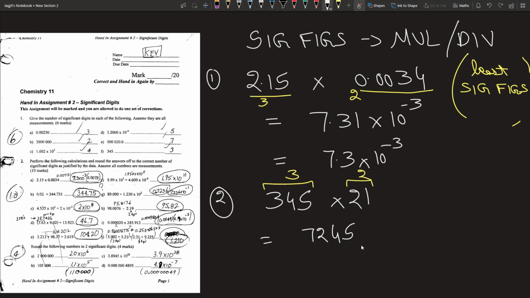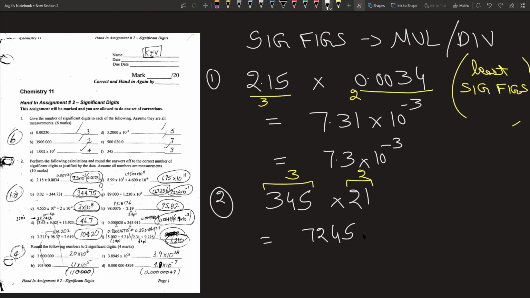Now, oftentimes people get confused. They say, how do I write this with 2 sig figs? You can't just make it 72, because this is 7,245. That's not equal to 72. That's way off. If you want only 2 sig figs, it should be 7200. Now this is difficult to envision, difficult to think about. So what I do is, anytime I get a large number or a small decimal, I convert it to scientific notation.